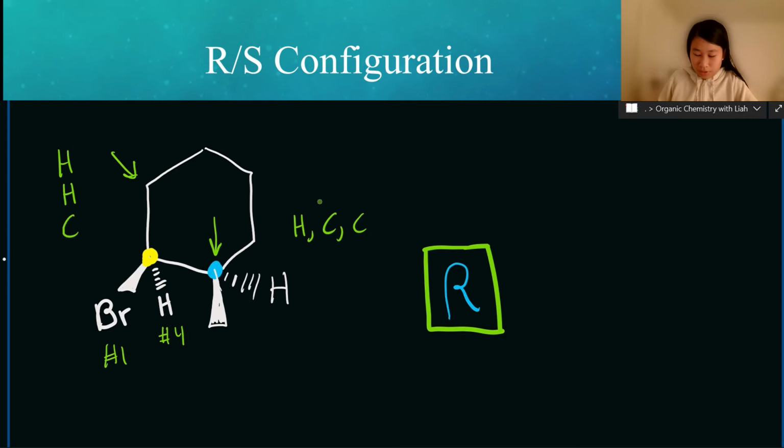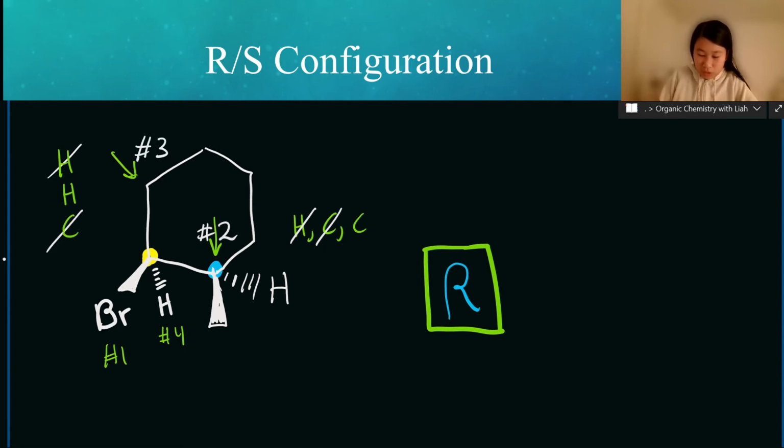So when we compare these two things, we see that these hydrogens tie, these carbons tie, and finally we are left with a carbon versus a hydrogen. Carbon wins, so number 2 is going to go to the right. And number 3 will be right here.